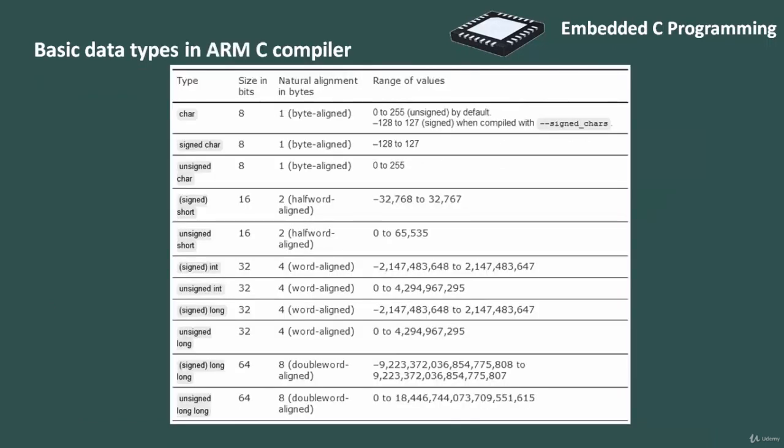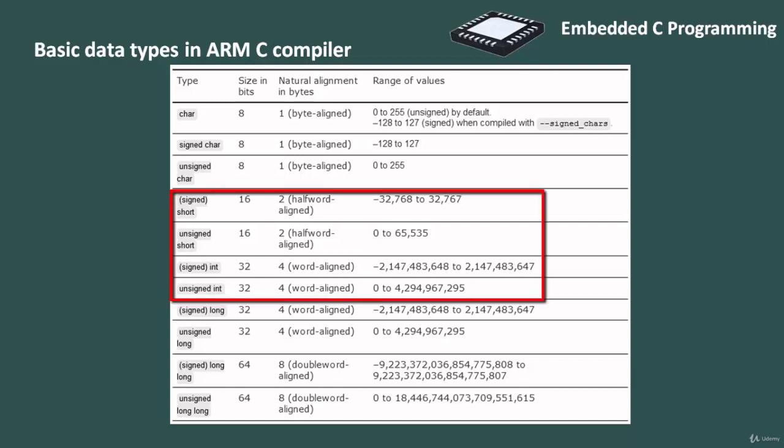Here this table shows the basic data types supported in ARM-C compiler. Because the natural data size of ARM processor is 32-bit, it is much more preferable to use int as a variable than short. The processor may actually have to use more instructions to do calculation on short than an int.